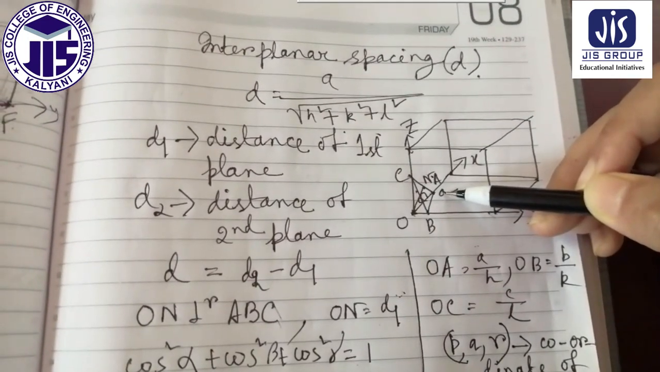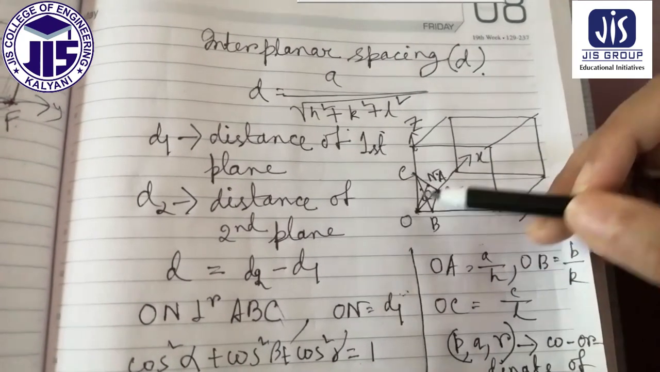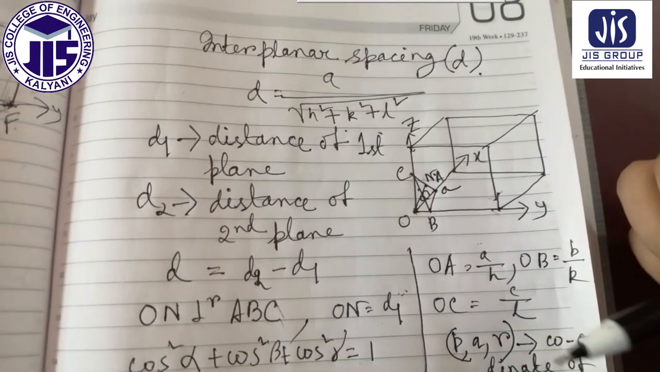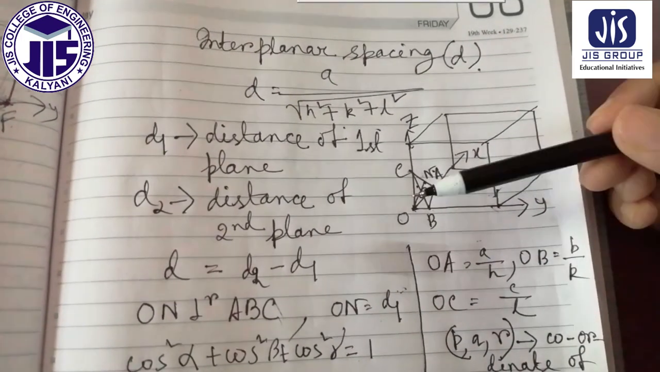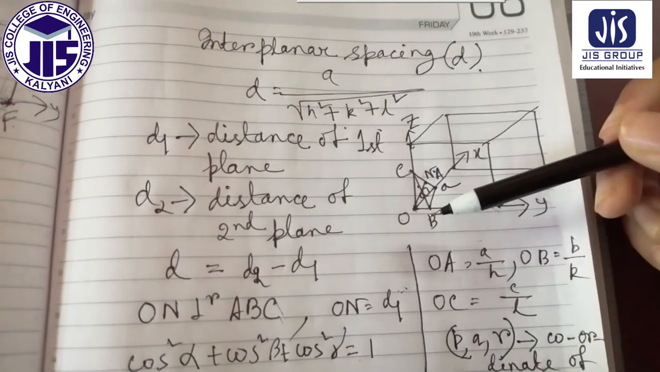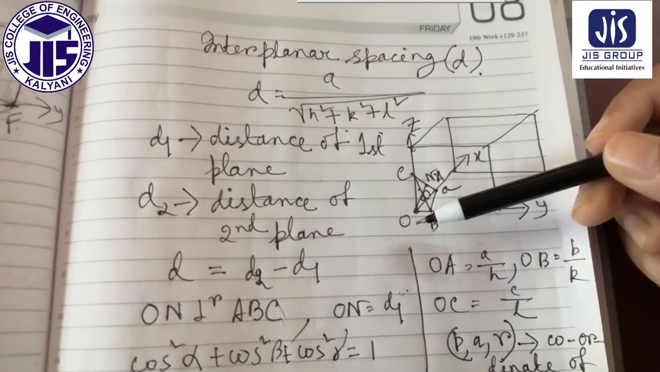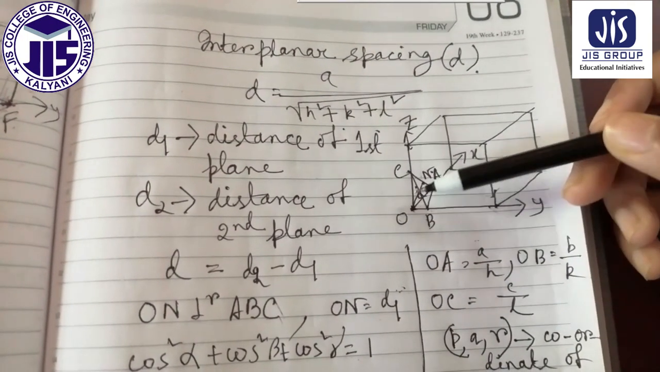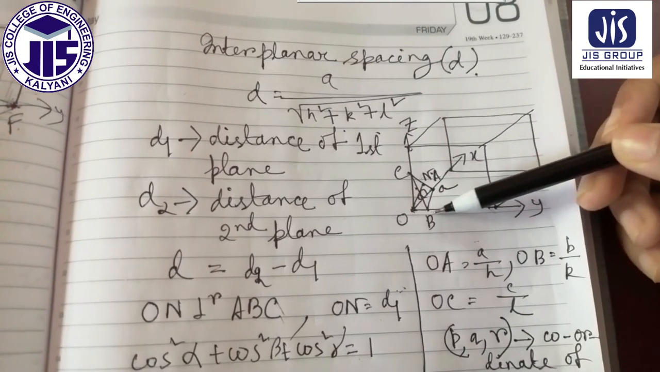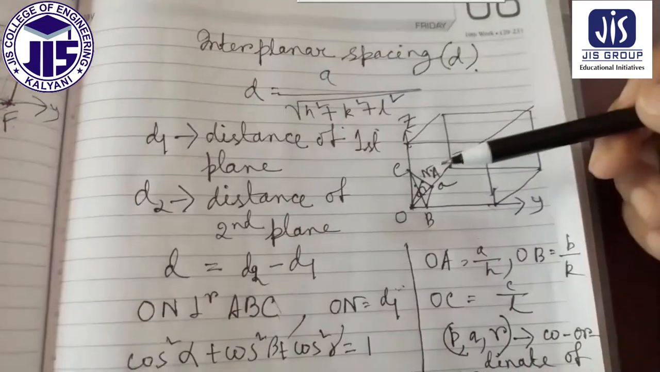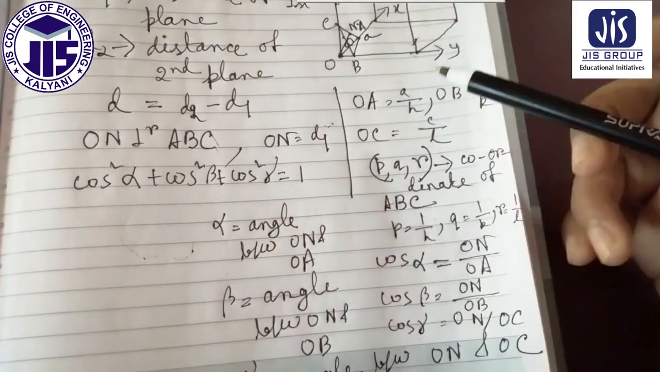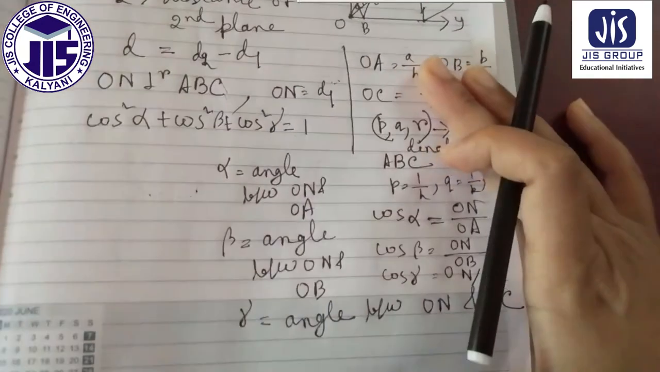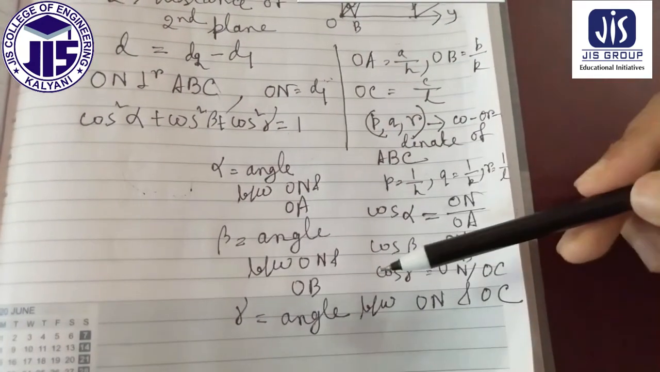Now if we consider beta, which is the angle between ON and OB, it will be clear from the figure. Since it is 3 dimensional, it's not possible to draw it fully, but we can understand from the figure that cos beta equals ON by OB, where ON is the base and OB is the hypotenuse. Similarly, ON by OC. Thus, we can write cos alpha equal to ON by OA, cos beta equal to ON by OB, cos gamma equal to ON by OC.